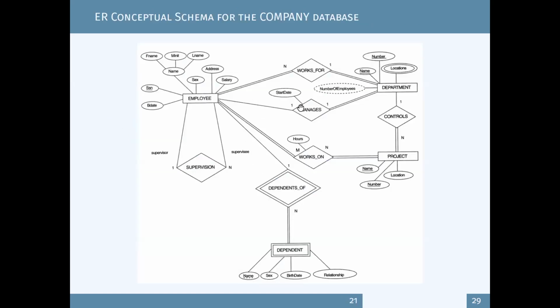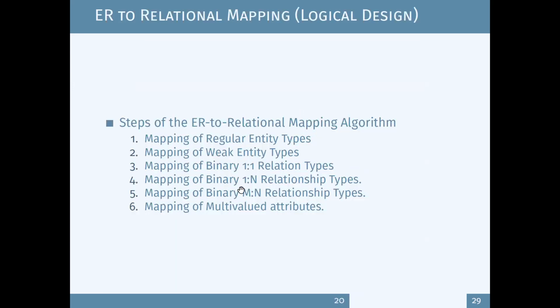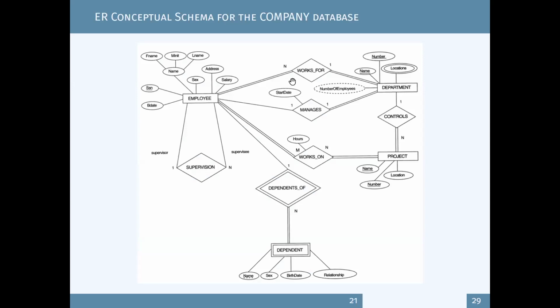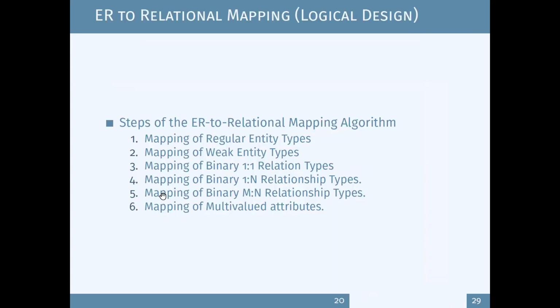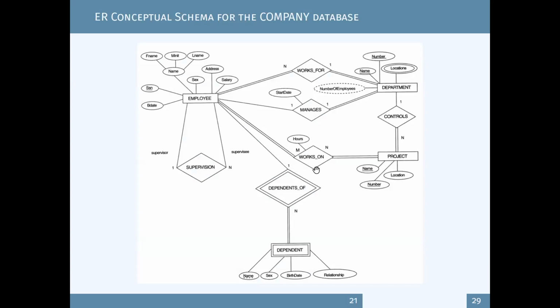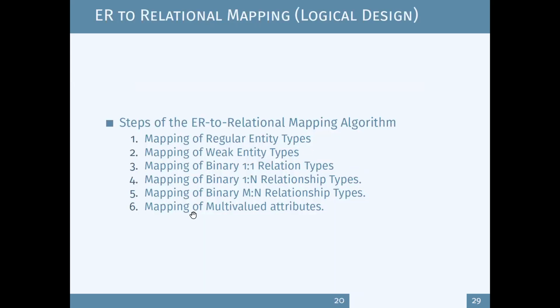We are going to map one-to-one relations. So we have one one-to-one relation here. Then we are going to map one-to-many relations. We have one-to-many here, one-to-many, one-to-many, even one-to-many. Then we are going to map many-to-many relations. And finally, any multi-valued attributes. Okay, so those are the 6 steps I'm going to explain.